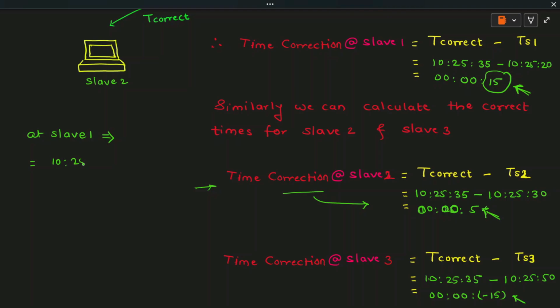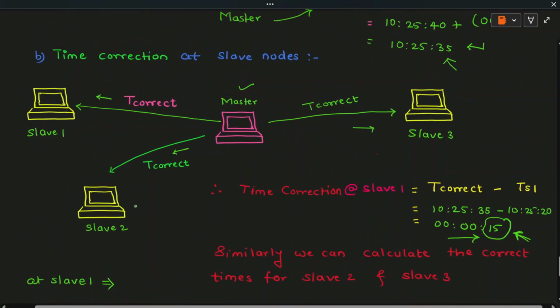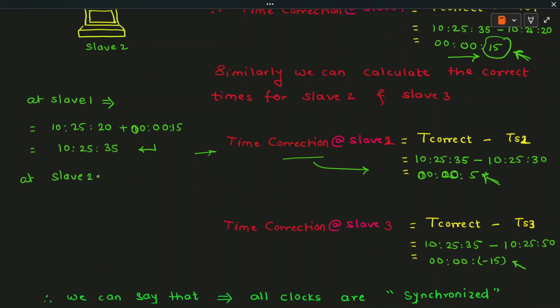So let's adjust it. At slave 1 the adjusted or synchronized time is going to be: the earlier time was 10 hours, 25 minutes and 20 seconds. Now we are going to add 15 seconds, because the correction time or the adjustment time is 15 seconds, right? Plus 0 hours, 0 minutes and 15 seconds that we are going to add. So the value is going to be 10 hours 25 minutes 35 seconds, which is exactly the same time as that of the server.